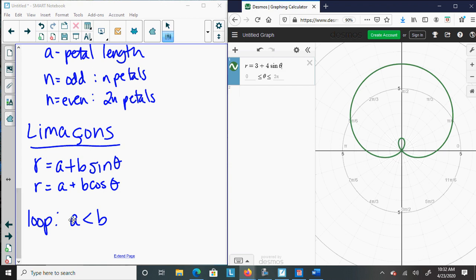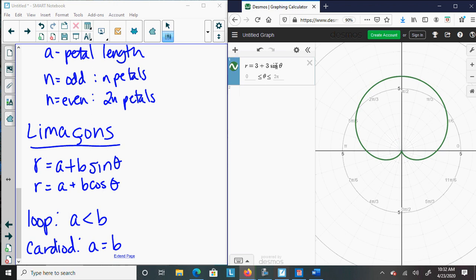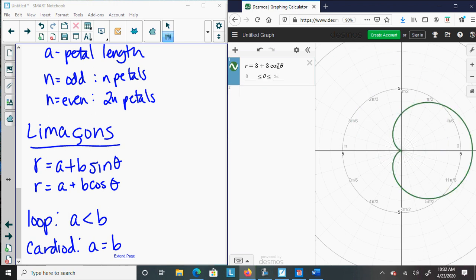But you can tell it's a loop if A is smaller than B. All right, now let's see what happens if A equals B. Cardioid, that's what that's called. So if A equals B, I'll change this to a 3. And we'll do a cosine just so you can see. So we've got 3 plus 3 cosine theta. They equal each other. We don't have a loop anymore.